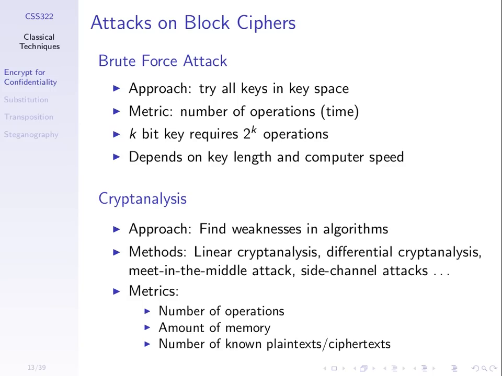If my key can be a 3-bit number, so I can choose any value from those 3 bits, then there are 8 possible values. So if the key is 3 bits in length, k is 3, then there are 2 to the power of 3, or 8, possible keys. A brute force attack would require 8 operations. I decrypt the ciphertext with key 1, key 2, key 3, through to key 8. And after doing that, I'm sure I've got the plain text, because I've tried all keys.